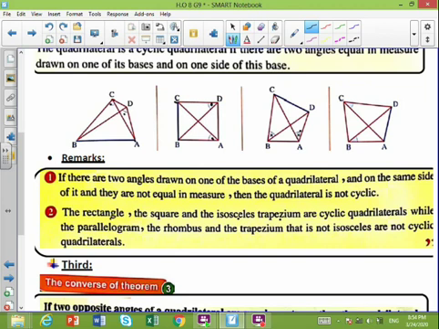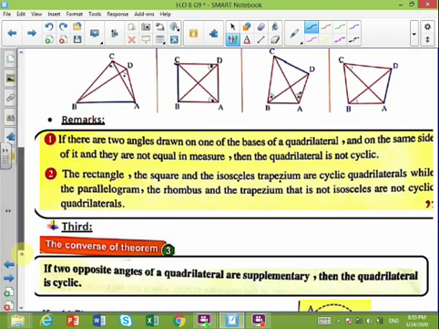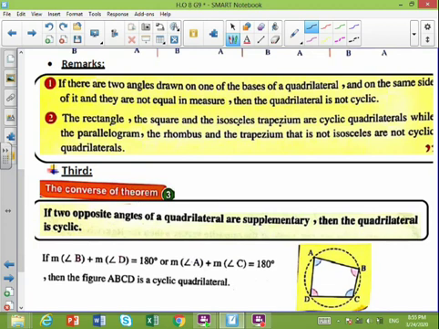If you see a rectangle, square, or isosceles trapezium, they are cyclic quadrilaterals. But the parallelogram, the rhombus, and the trapezium, not the isosceles trapezium, are not cyclic quadrilaterals. This is a very important remark. What is the third thing I can prove with it, that the quadrilateral is cyclic?